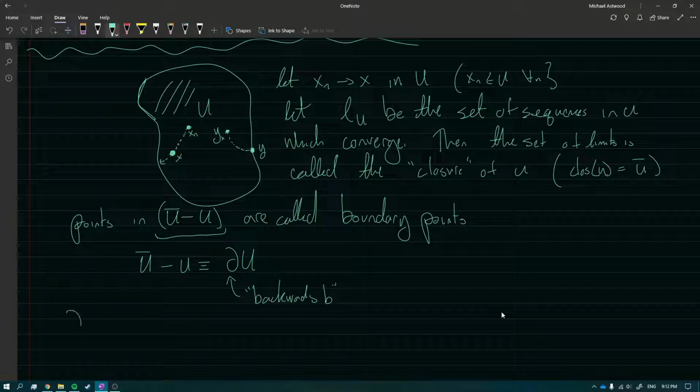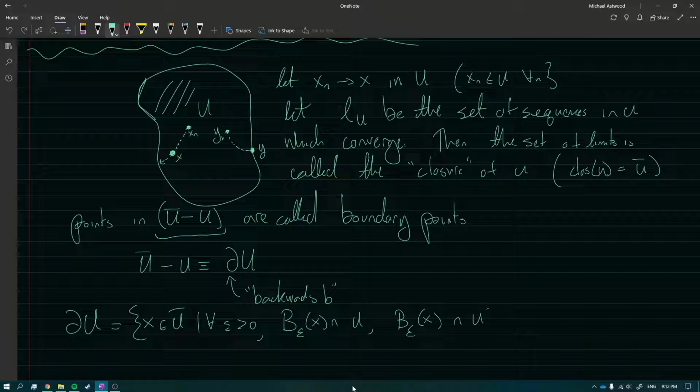So we could say the boundary of U is the set of x in U, or the set of all x in U bar, such that for all epsilon greater than 0, not just some epsilon, the ball with radius epsilon around x intersects both U and the ball of radius epsilon around x intersects U closure's complement. In fact, this could be extended to all of Rn.